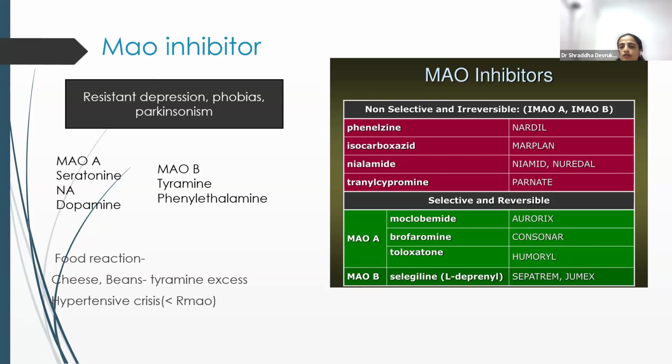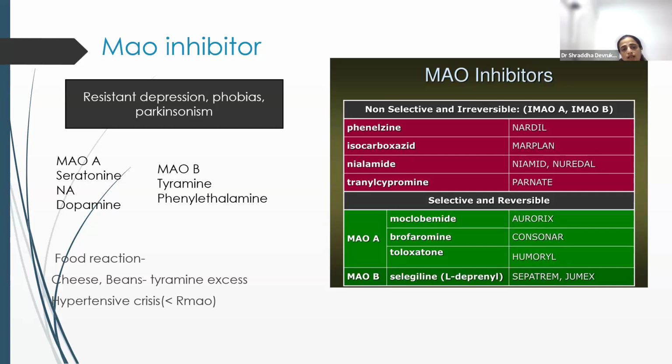While in reversible ones, if you need to negate this effect, you will have to stop the non-selective MAO inhibitors for a pretty long time. For moclobemide, which is available in India, since it is reversible, even if you stop it 24 hours prior to surgery, it will give a positive effect. The MAO B inhibitor selegiline is commonly used in resistant Parkinsonism and it is available as a skin patch.